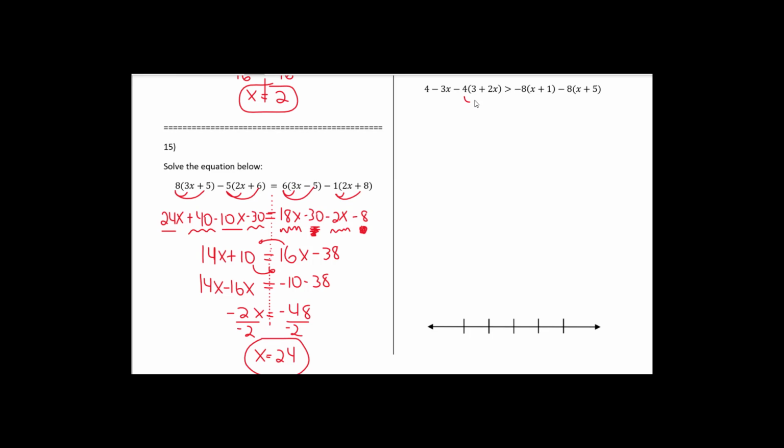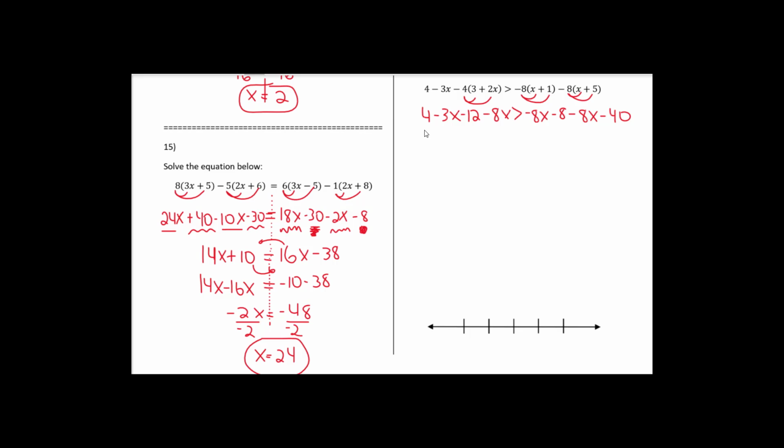The first step is to eliminate parentheses, so we're going to multiply these numbers times the numbers that are inside the parentheses. We're going to bring down this 4 and this 3x. Negative 4 times 3 is negative 12. Negative 4 times 2x is negative 8x. Greater than negative 8 times x is negative 8x. Negative 8 times 1 is negative 8. Negative 8 times x is negative 8x. And negative 8 times 5 is negative 40.